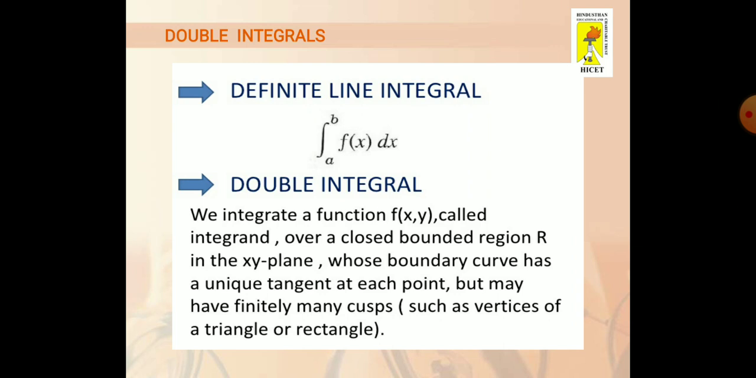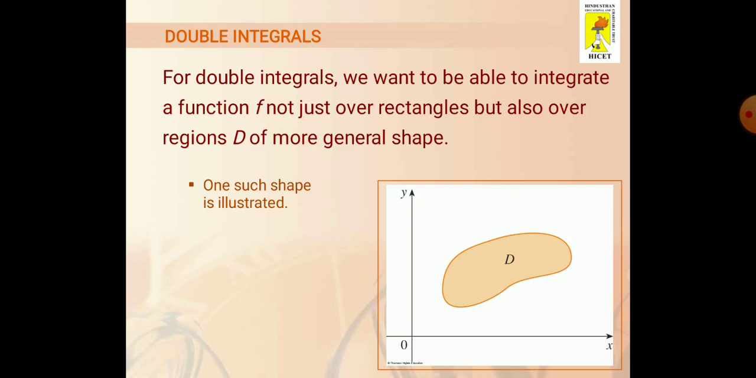See the next definition, double integral. We integrate a function f of x comma y, called the integrand, over a closed bounded region in the xy plane, whose boundary curve has a unique tangent at each point but may have finitely many corners, such as a triangle or rectangle. See the diagram. We consider the xy plane, so the domain is D.